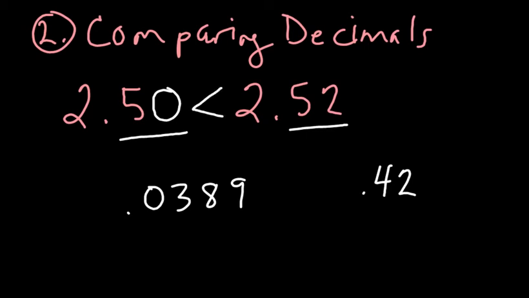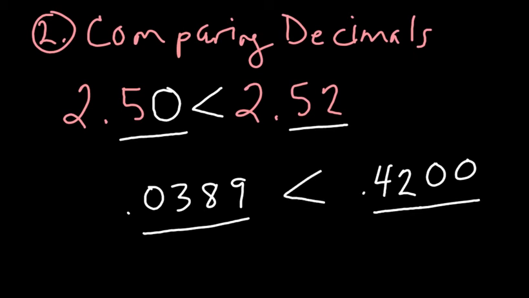Simple. So, look at it. Decide how many places past the decimal. This one's got 4 places past the decimal. This one has 2, so I need 2 zeros. Now they're the same length. Which one's bigger? Obviously, this one. Okay?